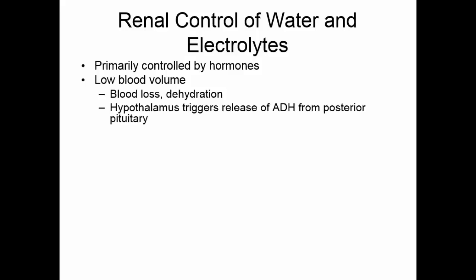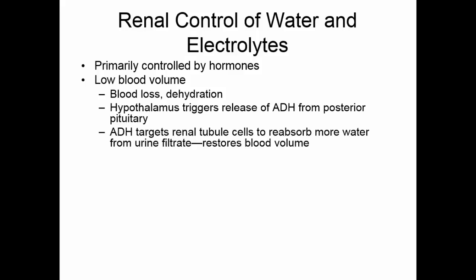Two things drive this control mechanism. One is low blood volume. Now you can have a low blood volume because of rapid blood loss, but more frequently you have it because of dehydration. You just haven't taken in enough fluid. The hypothalamus monitors for this, and when it realizes that the blood volume is low, it triggers the release of antidiuretic hormone from the posterior pituitary. Antidiuretic hormone tells the distal convoluted tubules that they need to reabsorb more water from the urine filtrate. This water returns to the blood and helps restore blood volume.